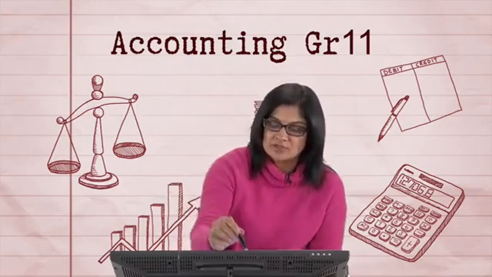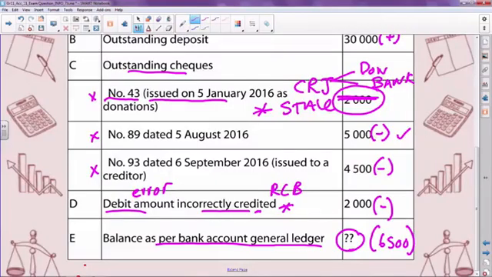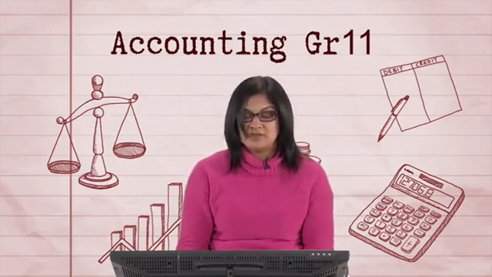Let's go to the information. Okay, so check number 93. So there's check number 93. It's dated the 6th of September 2016, and it was issued to a creditor. Okay, so I'm going to give you guys a minute. I want you to look at this particular entry and try to figure out which 2 items in the balance sheet will get affected with this particular entry. Okay, so a minute, your time starts now.